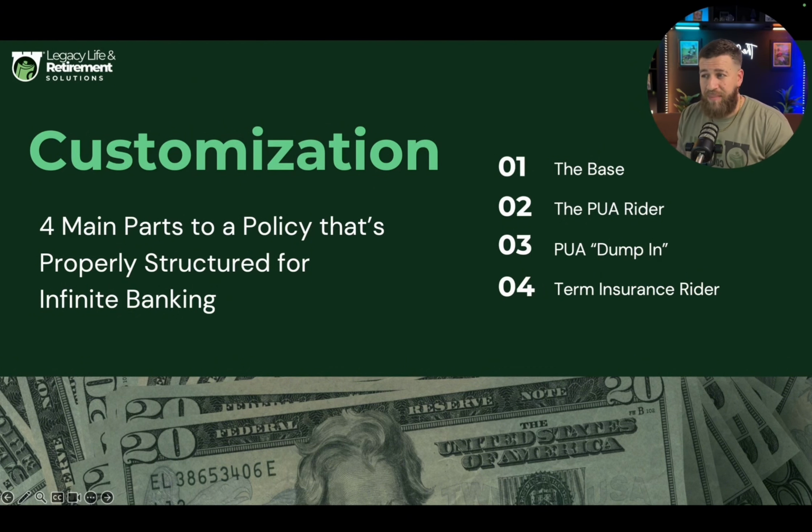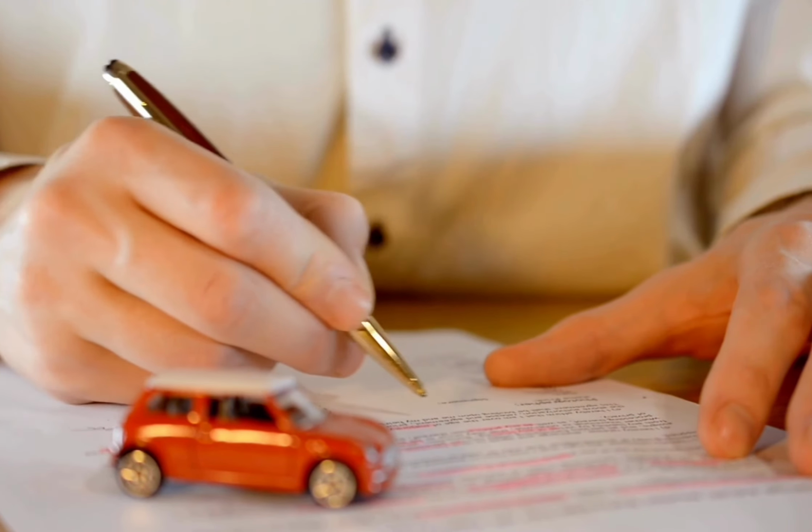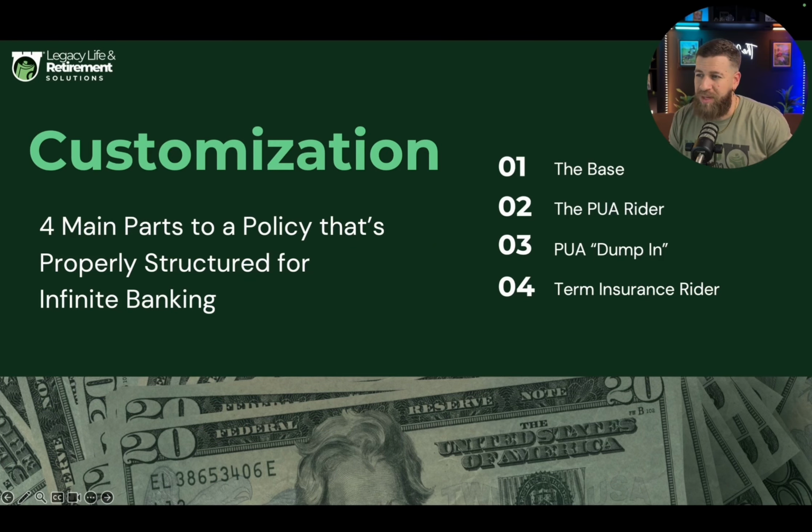The premium is the amount of money that you can contribute on an annual basis. Now, yes, it can be paid monthly, but annually is typically recommended because the overall cost can be reduced, similar to auto insurance premiums. And a premium is made up of essentially 3 or 4 different parts depending on the specific client. Number 1, you have the base. Number 2, the PUA rider. Number 3, the PUA dump-in. And number 4, term insurance. I'm going to break each one of those down so you better understand the terminology that I'm using as I explain this information.